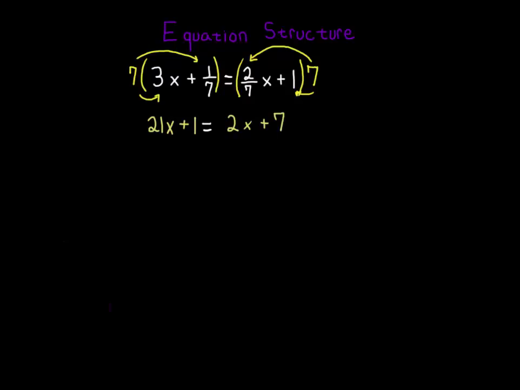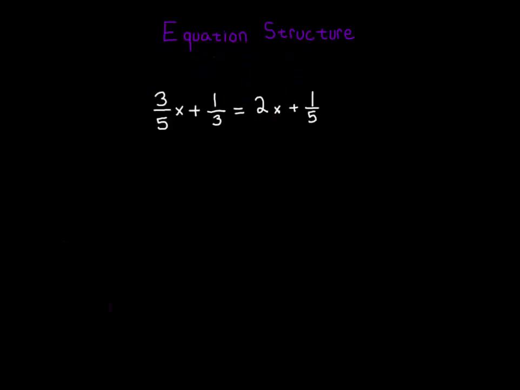Now the equation is much easier to solve because I've cleared out all the fractions. This technique is called scaling because we've scaled everything on both sides of the equation by a factor of 7. Here's another example of scaling. We'd like to clear out all the fractions of 5 and 3, so we find a common denominator between the two, 15, and multiply both sides of the equation by that number.